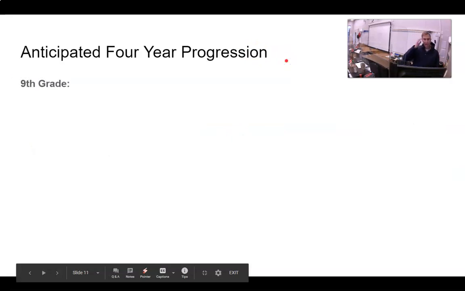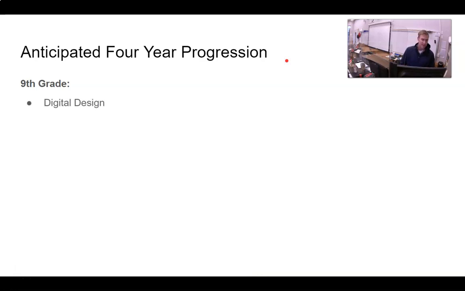Our anticipated 4-year progression that we've seen students do here at Acalanes is for students that are interested in technology, they can take digital design as a VAPA elective during their 9th grade year, and that's great because they get to look at how graphics are built, how they use things like Photoshop to design their own graphics.